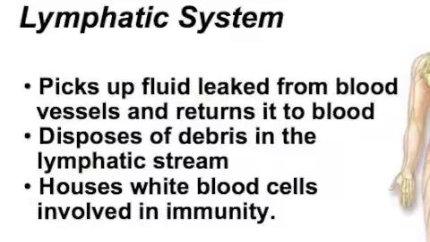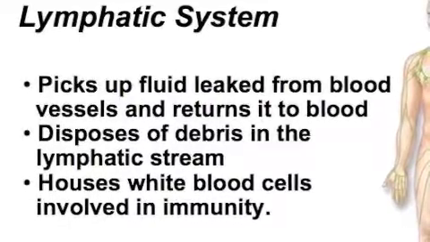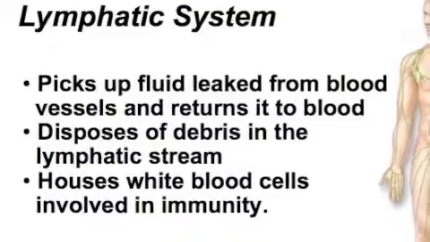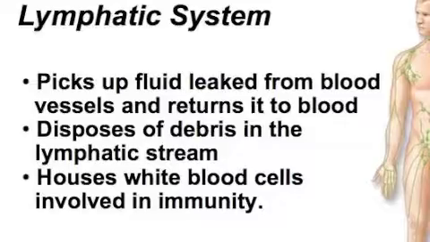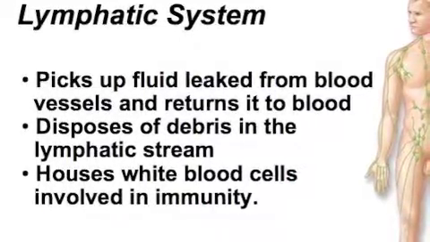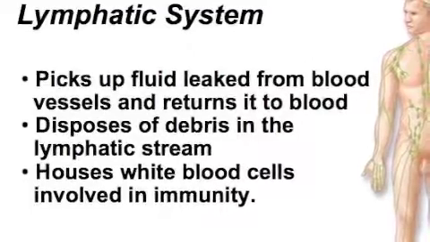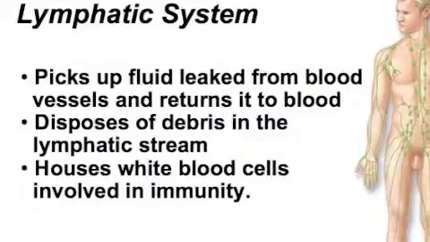The next system is the lymphatic system. What it does is interesting because the blood travels to the organs and then the nutrients have to go into the tissues, and it's not quite efficient, so some of the fluid gets left behind. The lymphatic system picks up that fluid and returns it back into the blood near the heart.